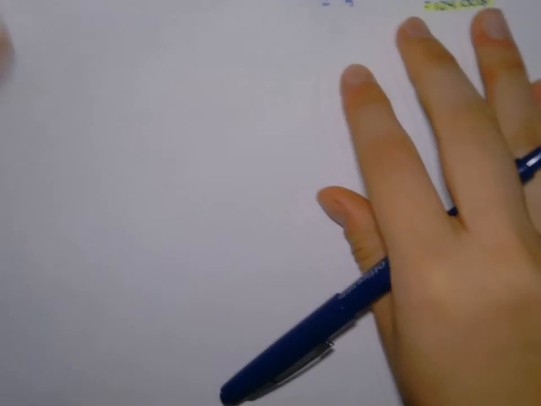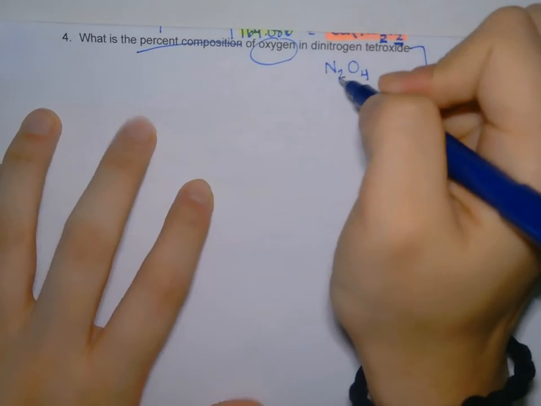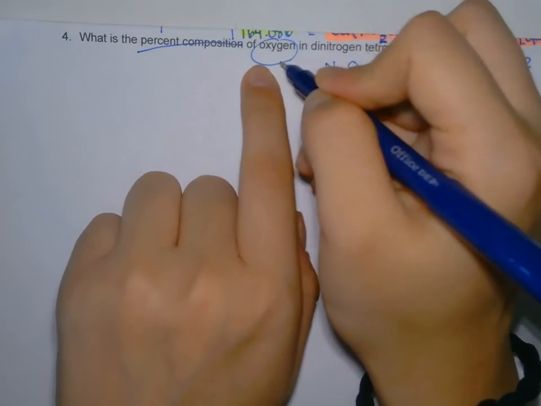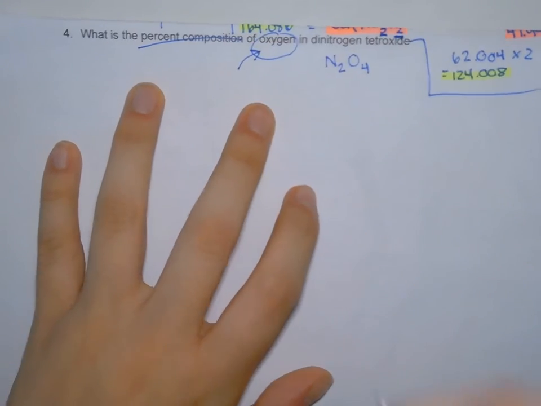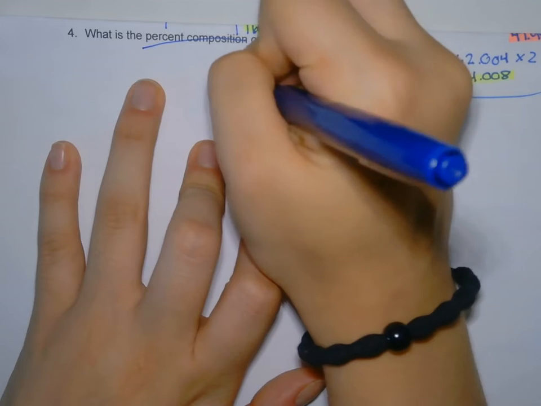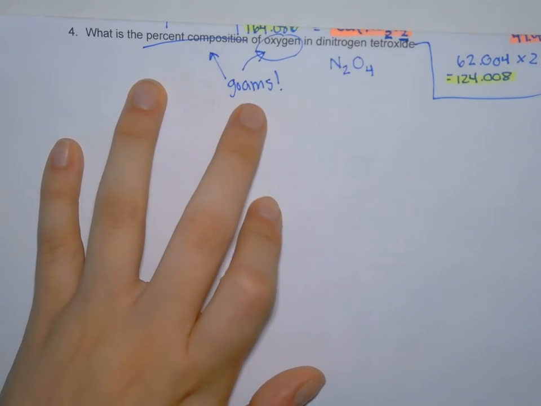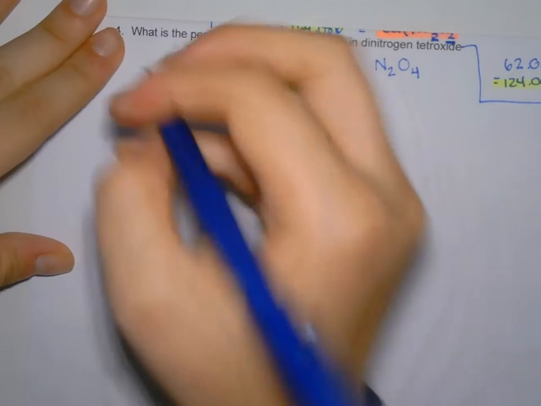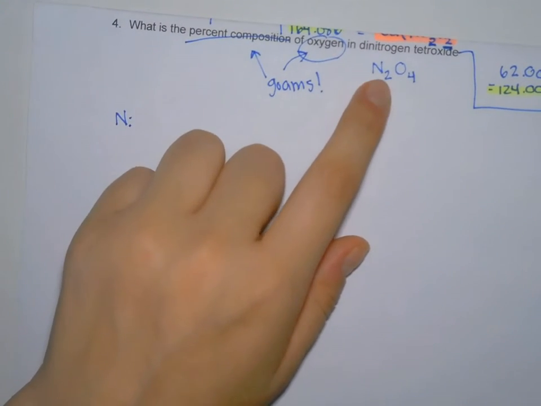So when we talk about percent composition, we are always talking about the mass of something. And we're talking about the mass of nitrogens and the mass of oxygens. In this case, they want to know the mass percent composition of oxygen. So I know that I have to be working with grams, because that is what percent composition means. I have to find the percent of each one according to the mass. So what I have to do is first find the mass of nitrogen in this compound.